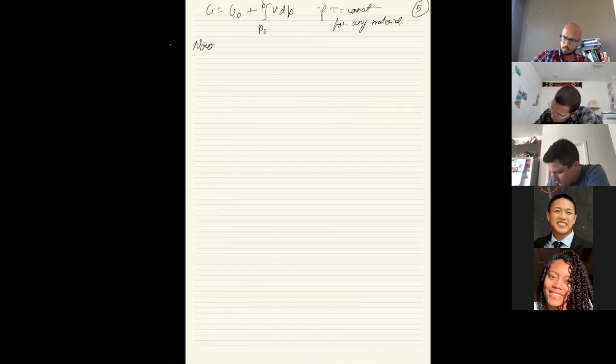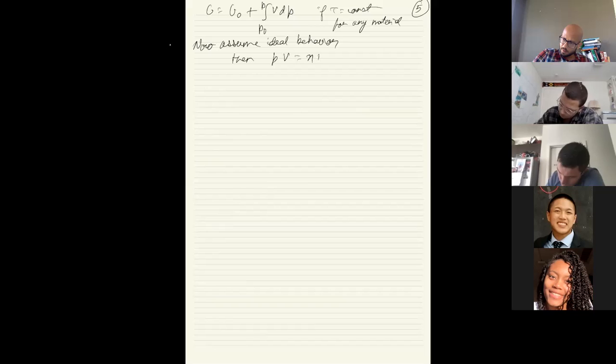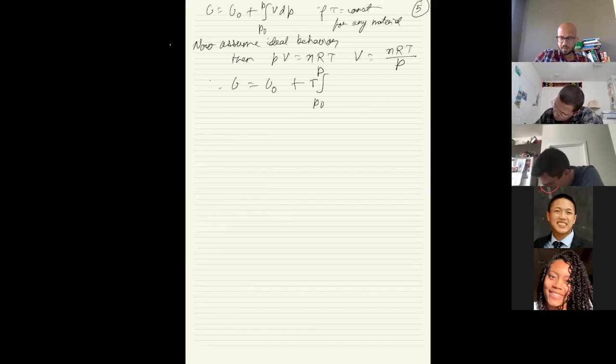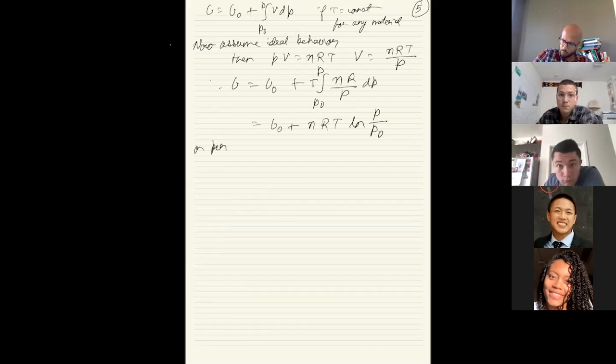Now assume ideal behavior. Then we can say PV is equal to nRT, or V is equal to nRT by P. Therefore, G is equal to G naught plus the integral from P naught to P, and volume is nRT by P, and we are talking about constant temperature, so temperature can be brought out. nR by P dP, nR can also be brought out, so this becomes G is equal to G naught plus nRT ln P by P naught, or per mole, if we divide by n, then G bar per mole is G naught bar plus RT ln P by P naught.